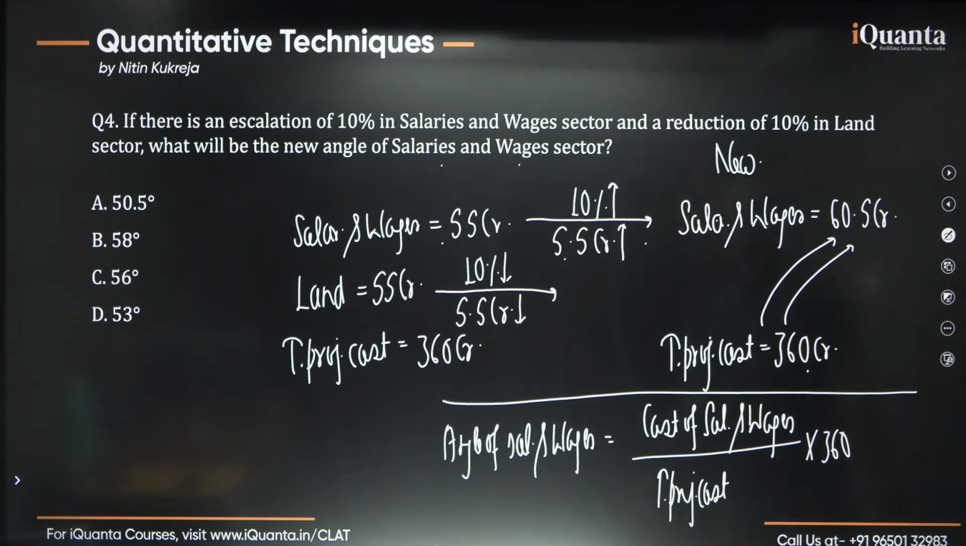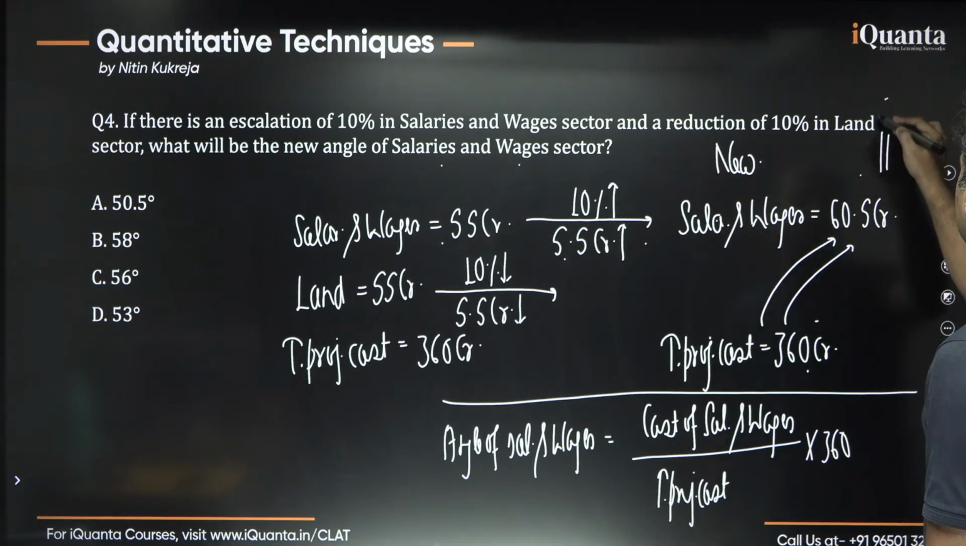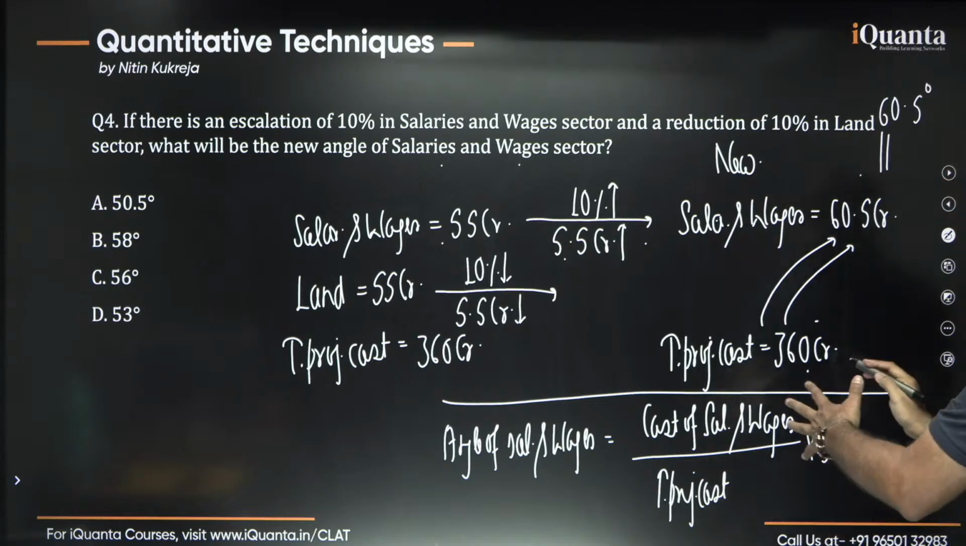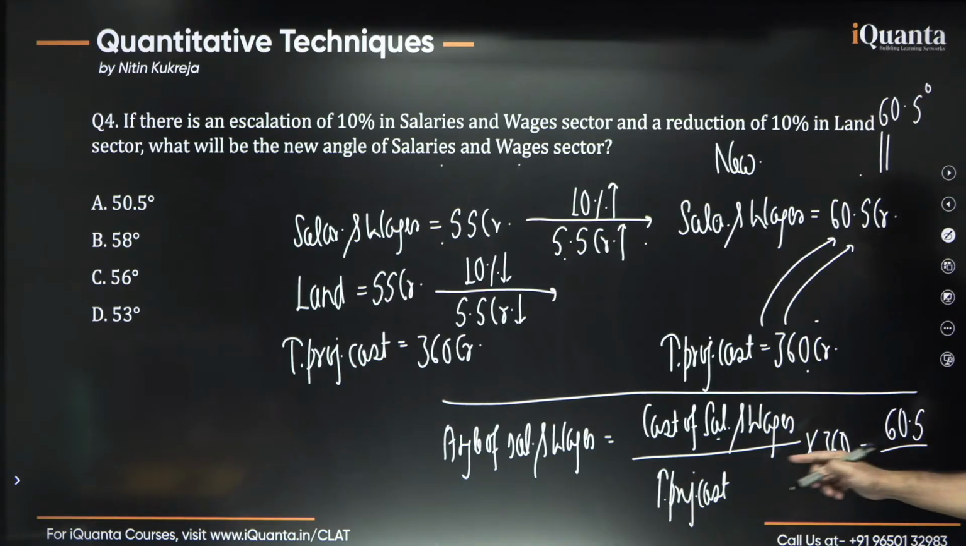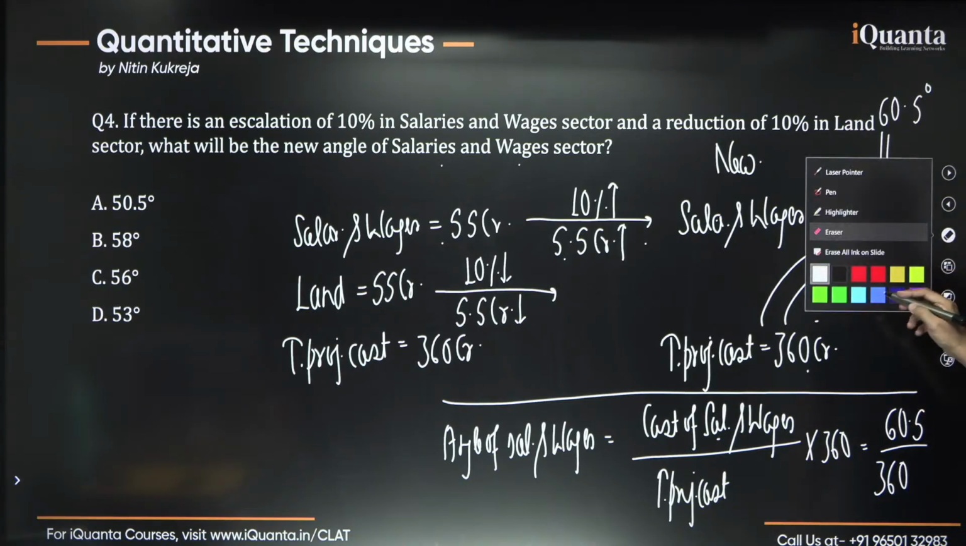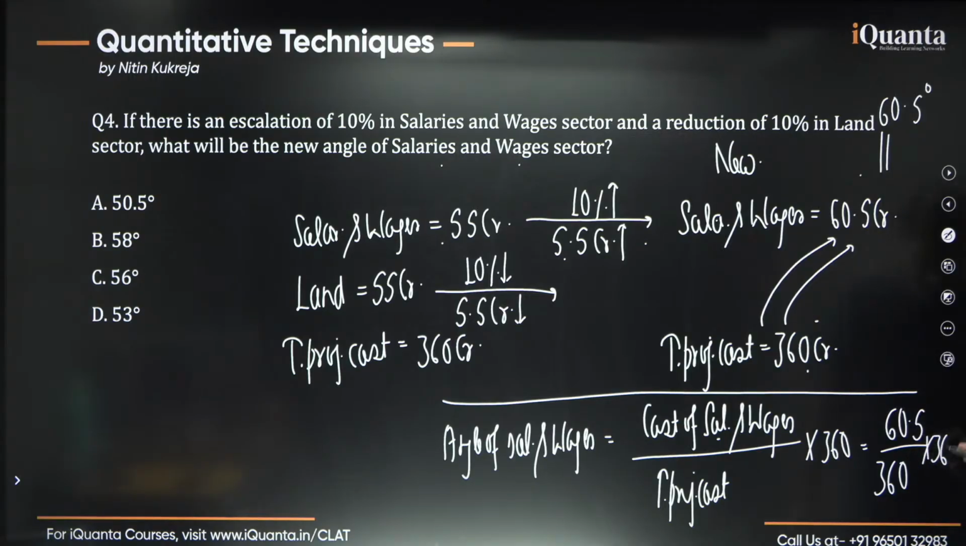Just give me a minute, guys. Okay. So cost of salary and wages upon total project cost. 60.5 is how many degrees of 360? It simply will be 60.5 degrees, right? This is very simple. Or if you want to use a formula, the cost of the salary and wages head is 60.5, the total project cost is still 360, into 360, right? So 360 will get cancelled out, and we'll be left with only 60.5 degrees in the end.